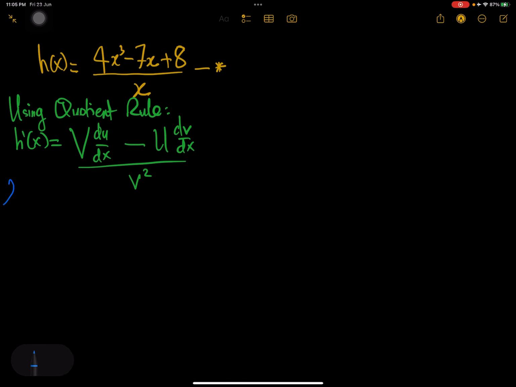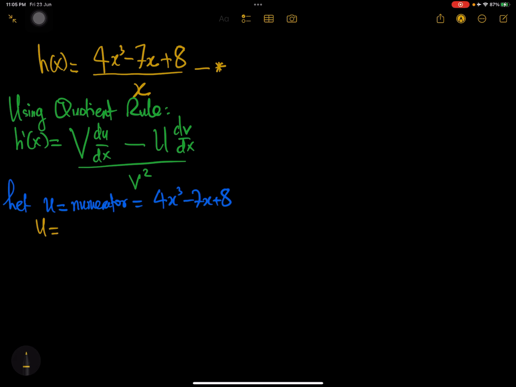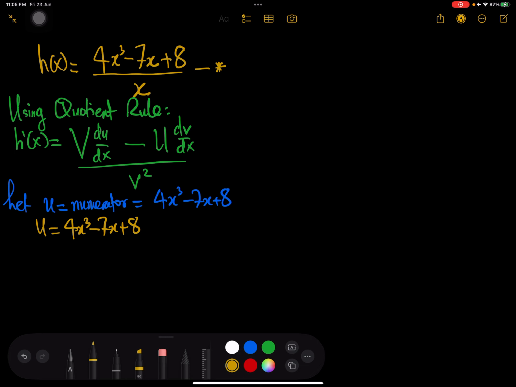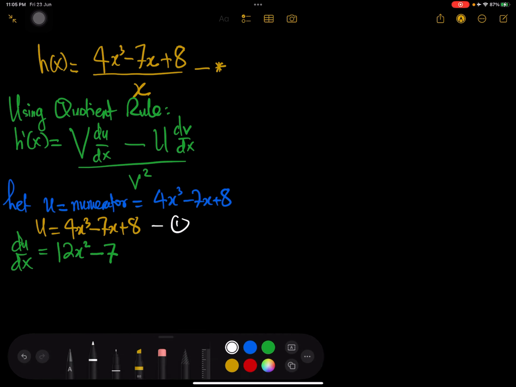So what are we going to do? We said we should let u be equal to the numerator, which is 4x cubed minus 7x plus 8. So our u, which is 4x cubed minus 7x plus 8, is our equation 1. And then immediately we differentiate. So du dx is going to be 12x squared minus 7, and then the other one goes to 0. And that gives us equation 2.